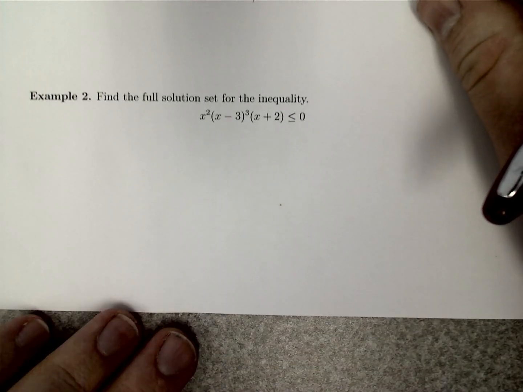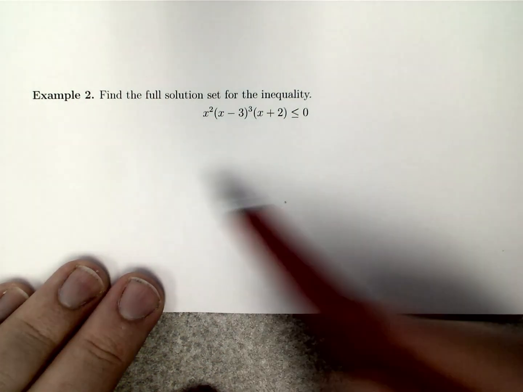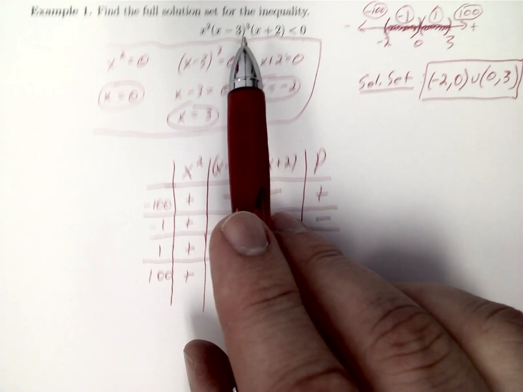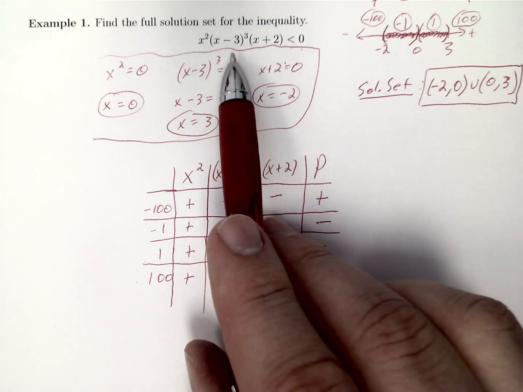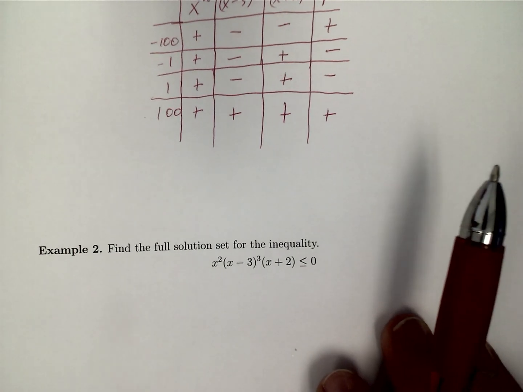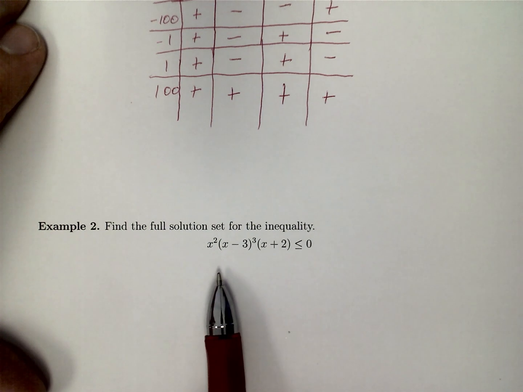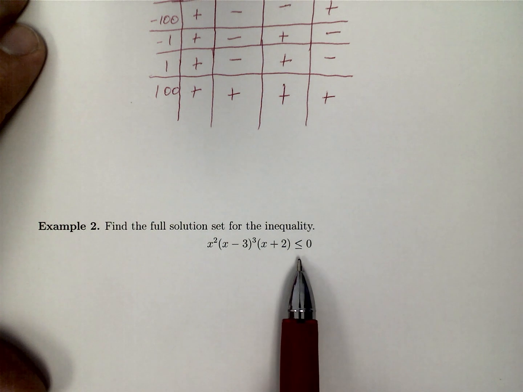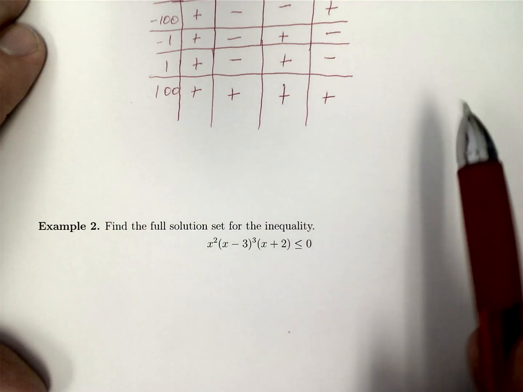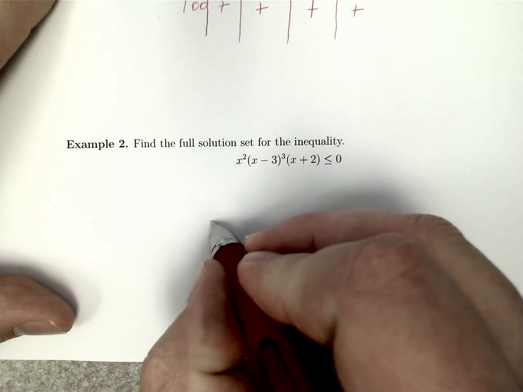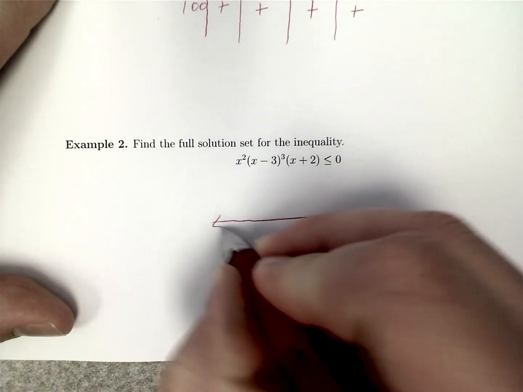All right. So we see example 2. There's not much room left for example 2, but if we note, everything from example 2 is almost exactly the same as everything from example 1. Example 1 was x squared times x minus 3 to the third times x plus 2 is less than 0. Here we have x squared times x minus 3 to the third times x plus 2, but instead it's less than or equal to 0. So we have everything the same, which means everything from here is basically going to be the same. So we can just recreate the number line and look at what's going on.